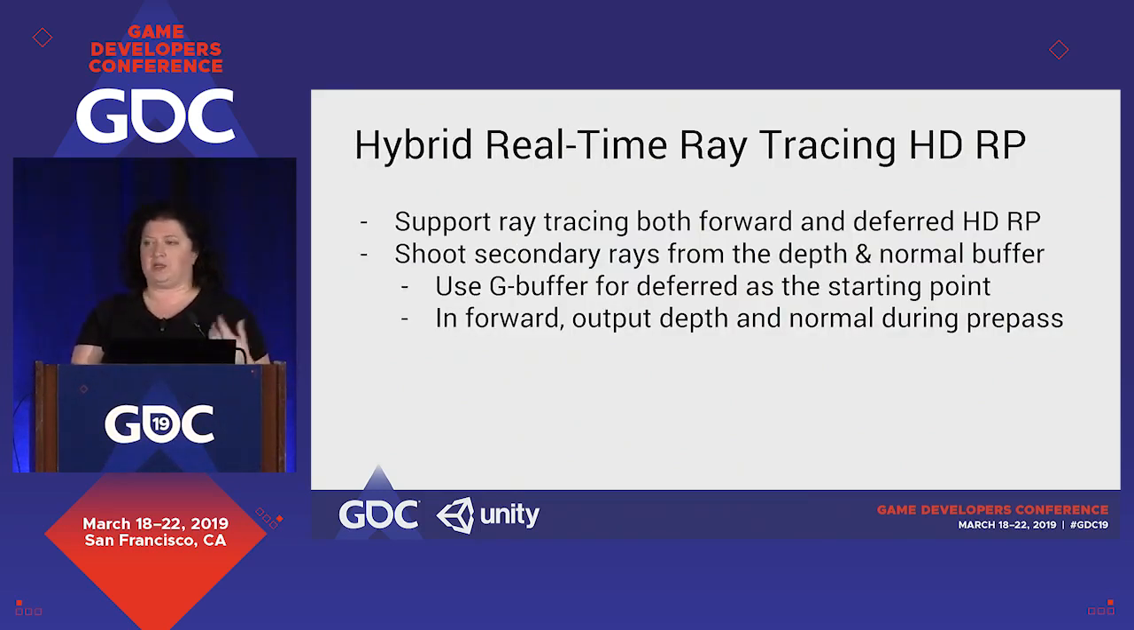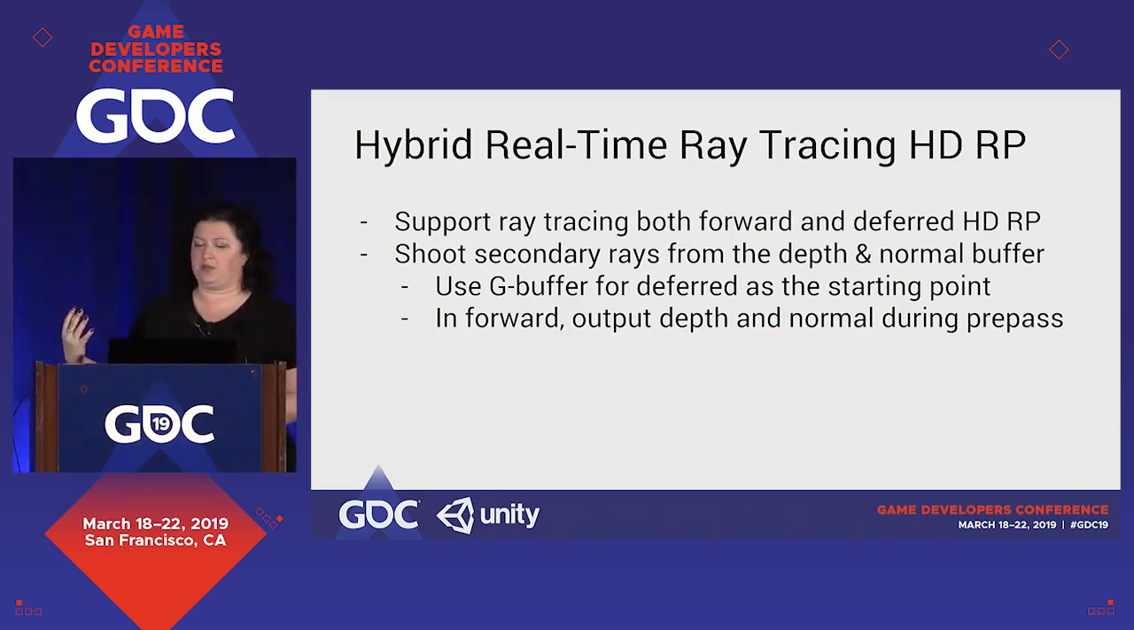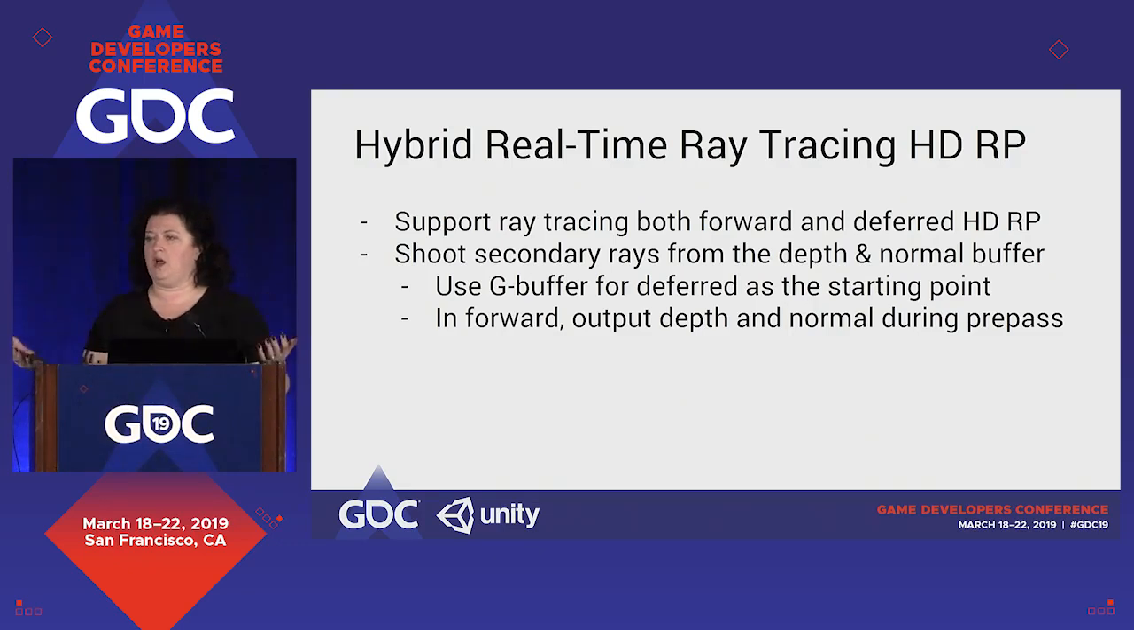So in our case, again, I mentioned that we need to be really flexible with regards to forward and deferred support, because we want ray tracing to be used regardless of the particular direction. And so for ray tracing, we start by shooting secondary rays from the depth buffer and normal buffer. For opaque, of course, this is straightforward. We can use the GBuffer as a starting point. Now, with forward objects, we use a prepass, and we use that already for screen space reflection to output depth and normal during the prepass, and that's the information we can start secondary rays from.